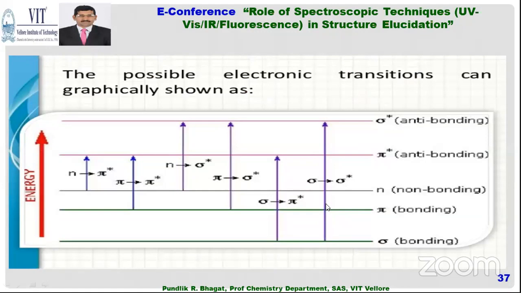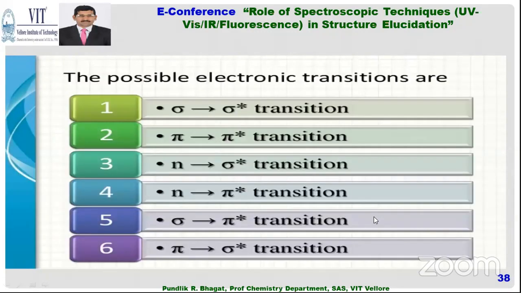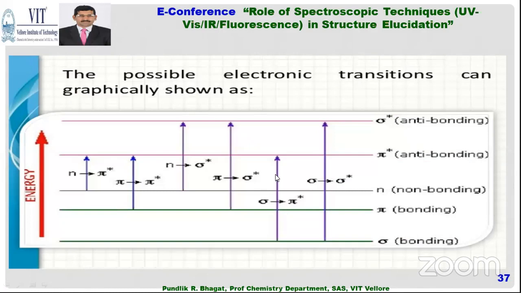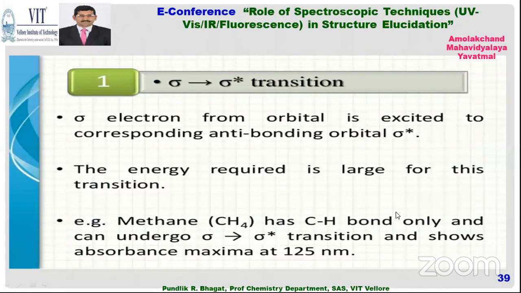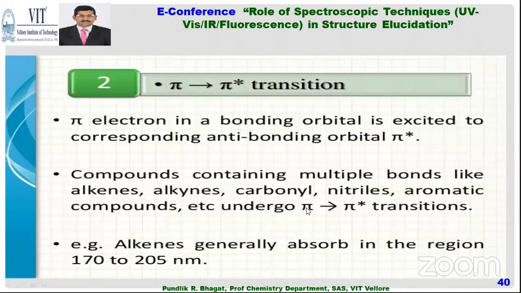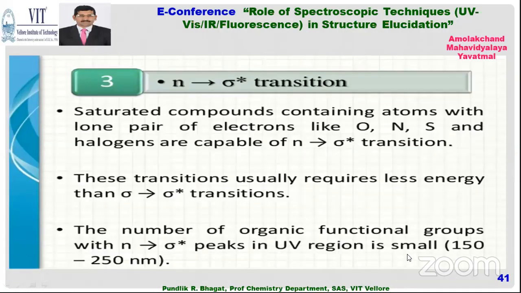So this is the diagram which is given. The highest energy is required for the sigma to sigma star transition, while comparatively less energy is required, the least energy being required for n to pi star and pi to pi star. So here n to sigma star. So we will see which transitions are forbidden and which transitions are allowed. So here the same thing has been shown. So sigma to sigma star is possible for compounds containing only single bonds, and for compounds which contain one or more pi bonds, along with sigma to sigma star, pi to pi star transition is possible.